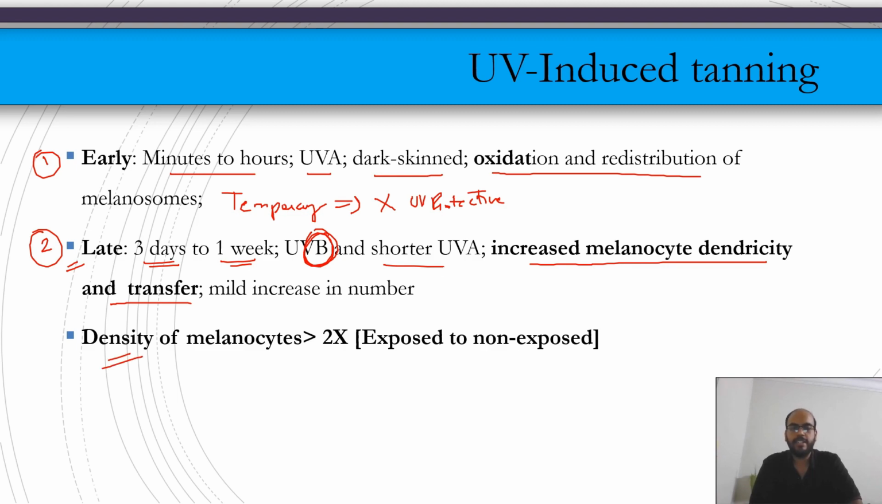As we have already mentioned, the density of melanosomes is roughly 2 times as compared to the non-exposed region. Okay, in the UV exposed region, you have twice the number of melanosomes and melanocytes. Let's move forward.